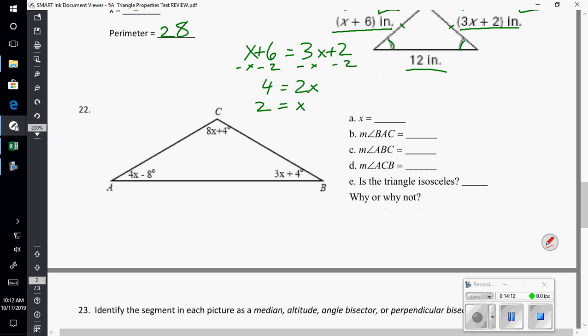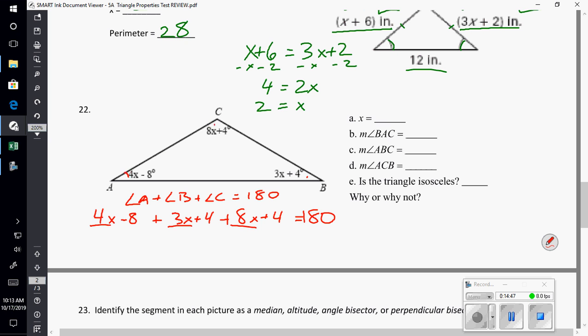Number 22, I don't have any markings indicating anything is congruent, but I do have expressions for each of the angles. So angle A plus angle B plus angle C has to equal 180 degrees by rules of the triangle. So I replace those expressions for each one. I have a 4x minus 8 plus a 3x plus 4 plus an 8x plus 4 has to equal 180.